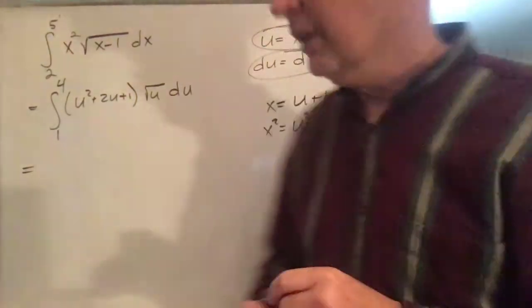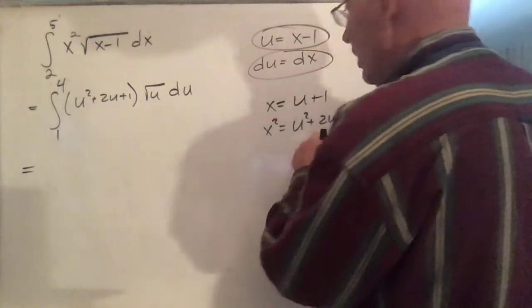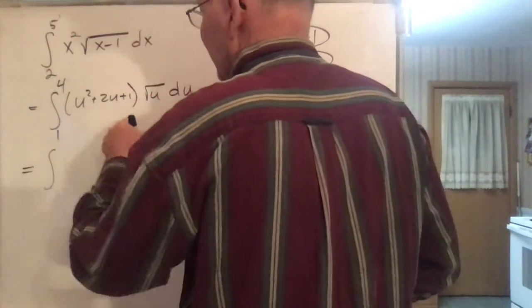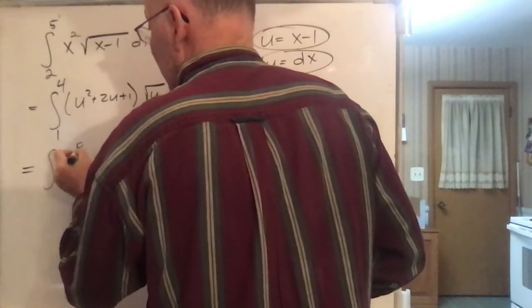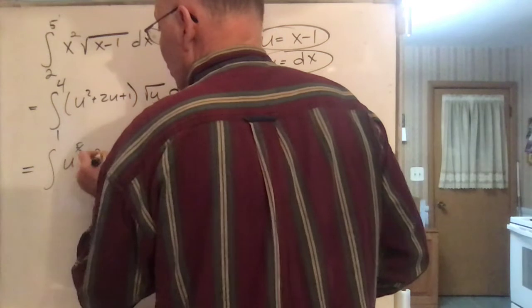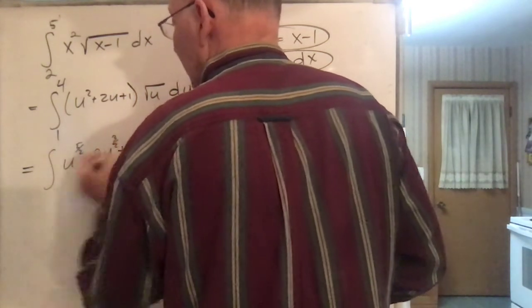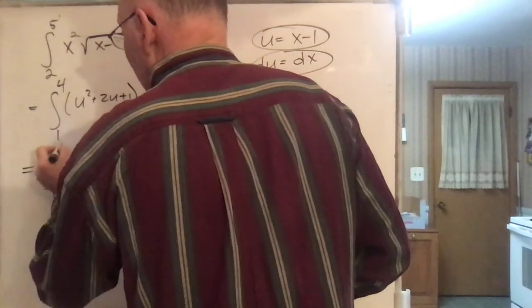My computer, yep, very good. Okay, so let's see. Now I can multiply this all out. This is going to become u to the 5/2 power plus 2u to the 3/2 power plus u to the 1/2 power, all du from 1 to 4.